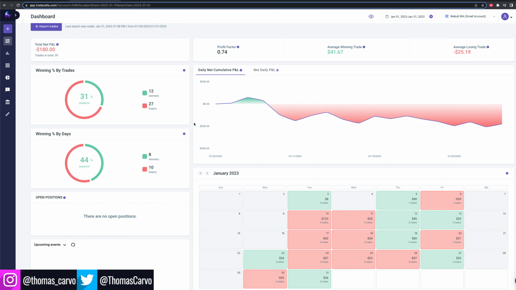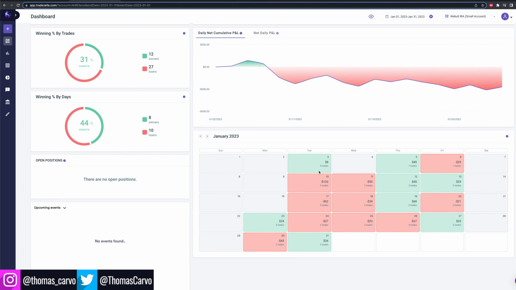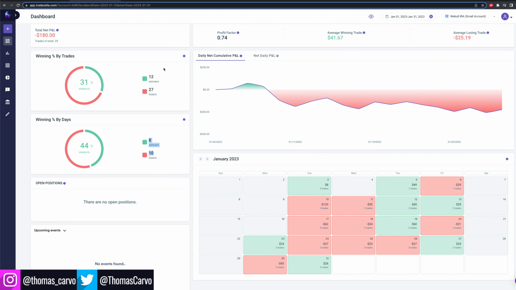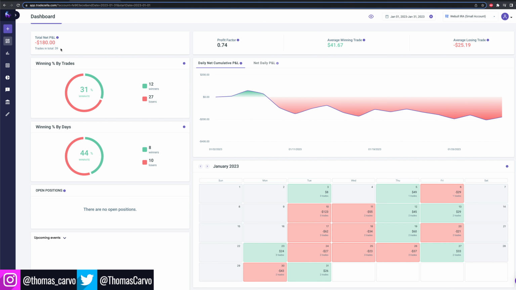But if I jump over to this month, which I just uploaded the final report of this past month, what you'll see is that we're down $180 for the month of January 2023. I look back at this and I say to myself, this kind of sucks. But what I will also mention is that you can see the winning days, the losing days: 8 winning days, 10 loss days, a 31% win rate. I took 39 trades, so a couple more trades than the month of December.